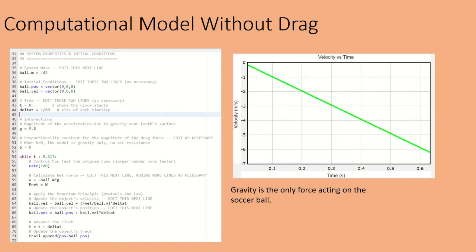All right, so I'll quickly go over both computational models. You can pause the screen if you want to read the whole model, but basically the key takeaway here is that the net force is equal to only the weight, obviously downwards because that's the way that gravity faces. So gravity is the only force acting on the soccer ball in this model. F net will just be the gravity times the ball mass. And as you can see, our velocity against time graph is linear.